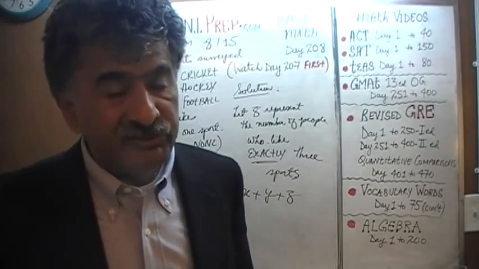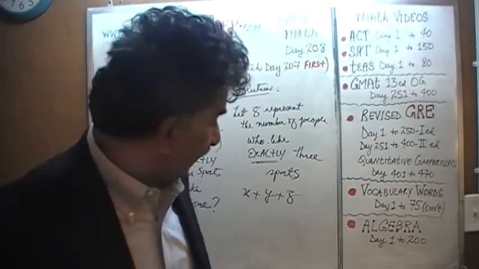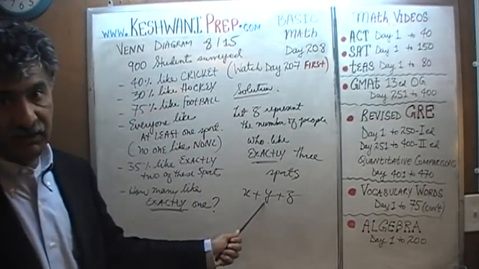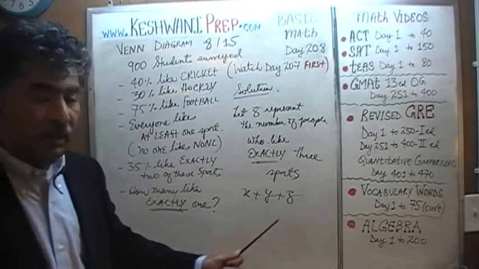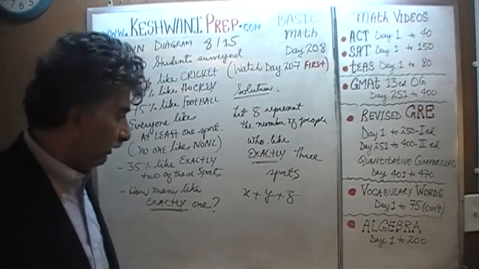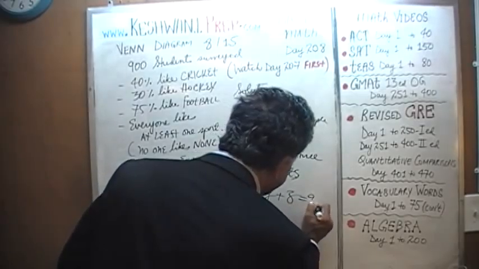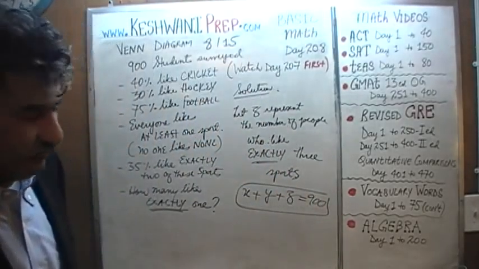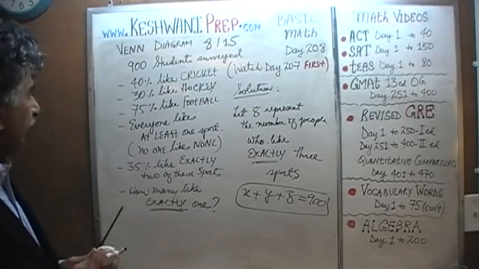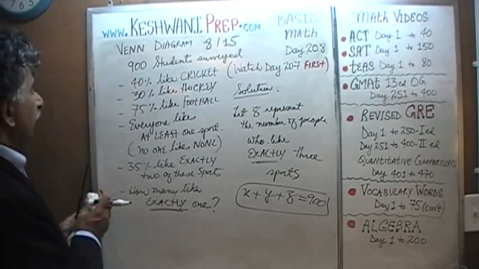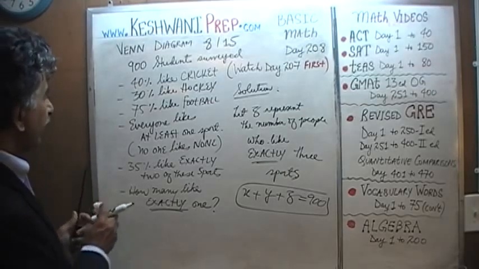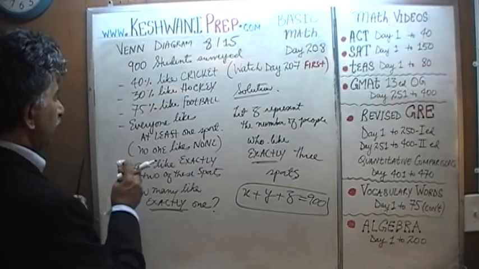They should add up to the number of people we asked. The number of people we ask the question is the sample size. It should add up to 900 people. Out of the 900 people that we surveyed, some of them said they like exactly one activity, some said they like exactly two activities, and some said they like all three of these activities. This should add up to 900. This is our first equation, okay?